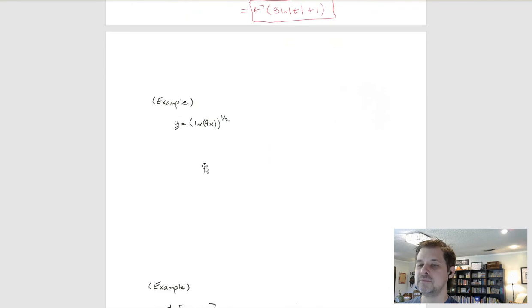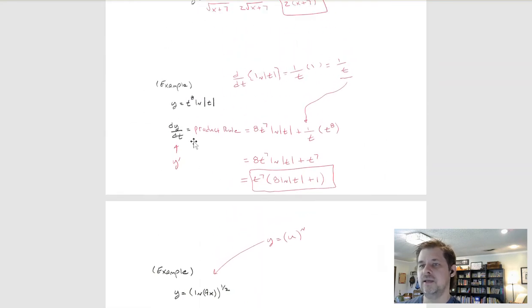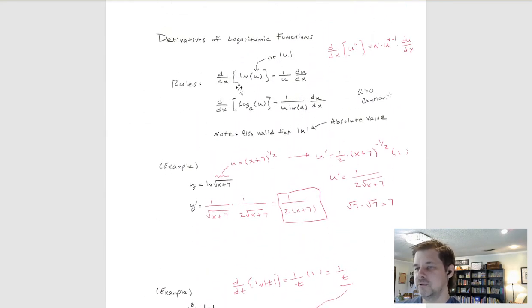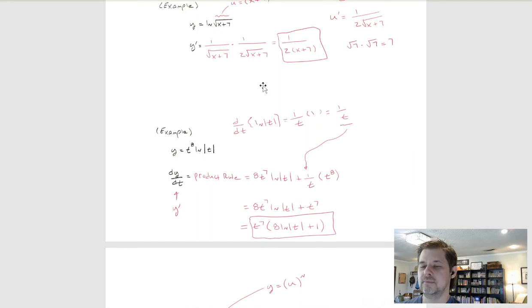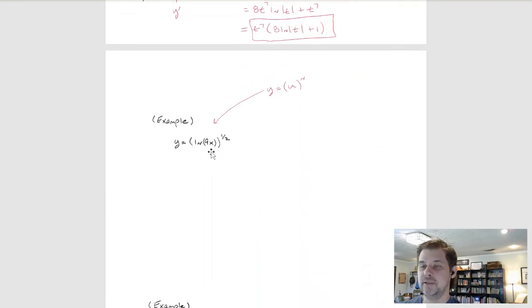What about this one? So this one, I see a combination of 2 rules. So first, I see that this looks like y being u to the n power, because I know there is a logarithm. I see it, and this rule is going to come into play at some point. But the big picture is that this function is u, like it's something to a power. So I'd have to use this rule first, okay?